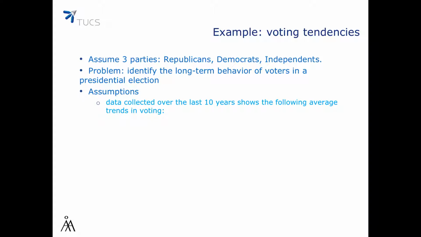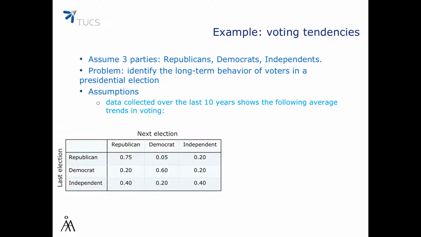And here are our assumptions. The data collected over the last 10 years shows the following average trends in voting. If in the last election somebody voted Republican, then in the next election there is a chance of voting still Republican 75%, voting Democrat 5%, and voting Independent 20%. If in the last election somebody voted Democrat, there is a 20% chance of voting Republican in the next election, 60% of voting Democrat, and 20% of voting Independent. And finally, if in the last election somebody voted for independents, there is a 40% chance that in the next election they will vote Republican, 20% for voting Democrats, and 40% of voting independents.